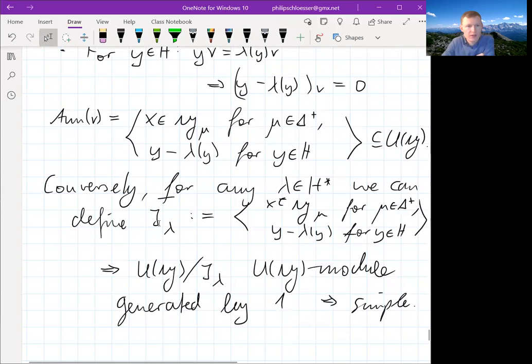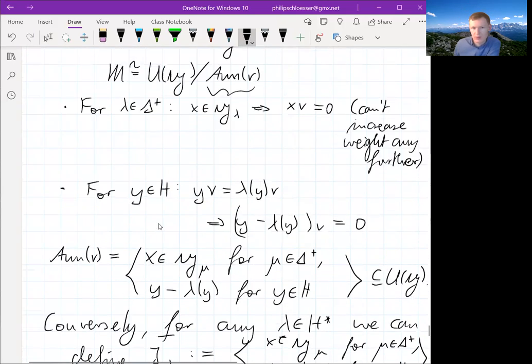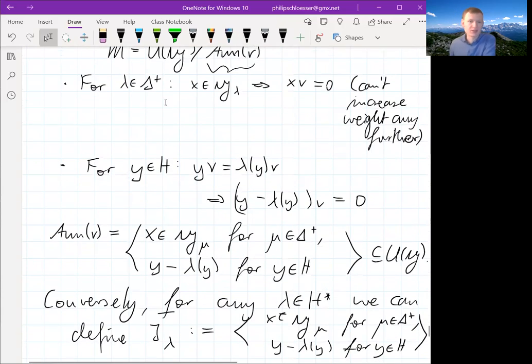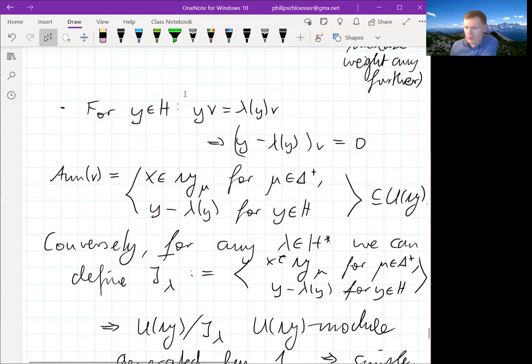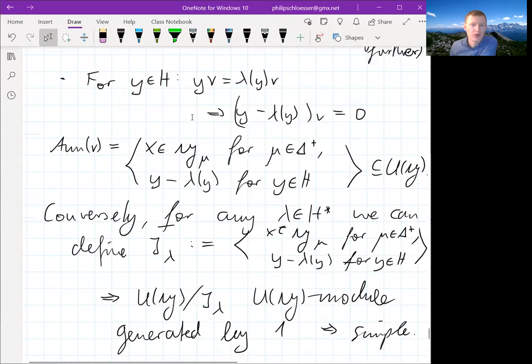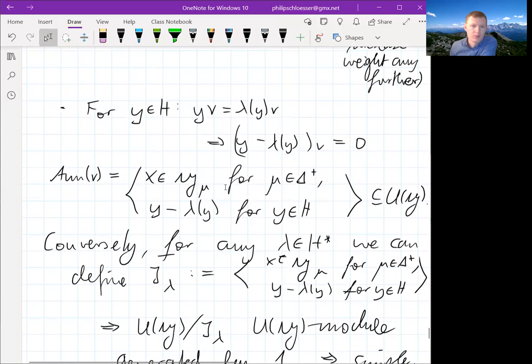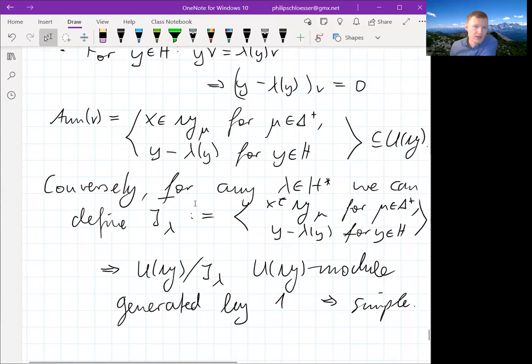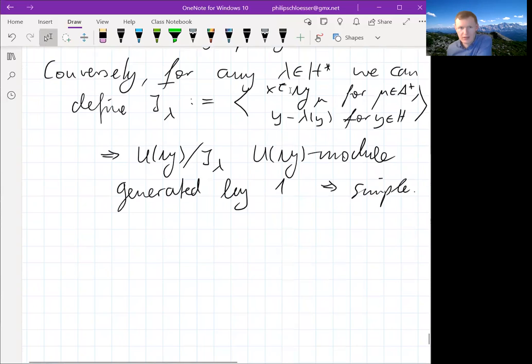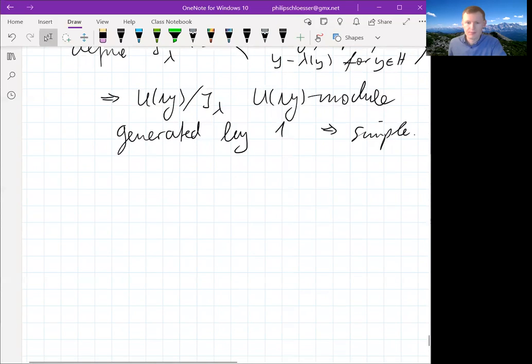So this means that every finite dimensional irreducible, or every finite dimensional simple UG module is given by UG modulo such an ideal. And on the other hand, those produce all of the irreducible ones, or all of the simple ones.